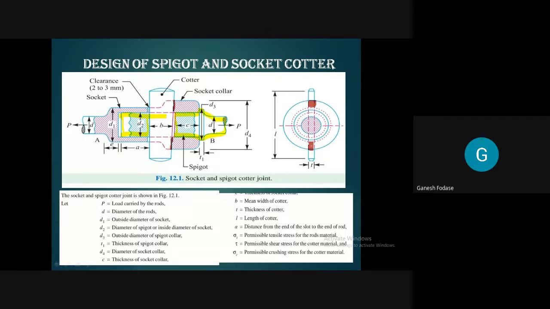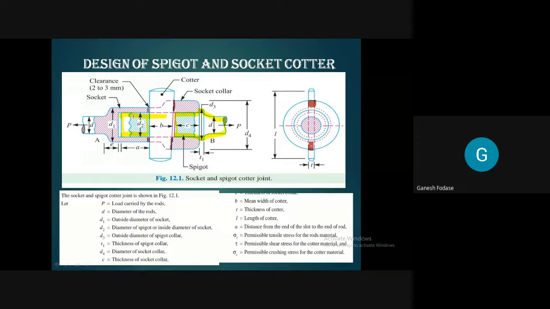At the same time, at this portion, when two elements are in contact, when two metals are in contact, what happens? The crushing stress will be developed. And due to crushing stress, what happens? That material gets in powder form, and some wear type failure will be there. So that kind of stress is nothing but a crushing stress. When the two elements are in contact, there will be a crushing stress.